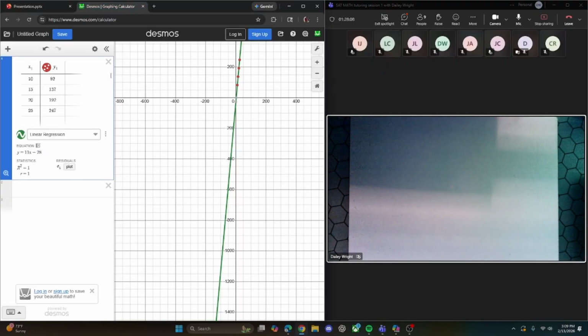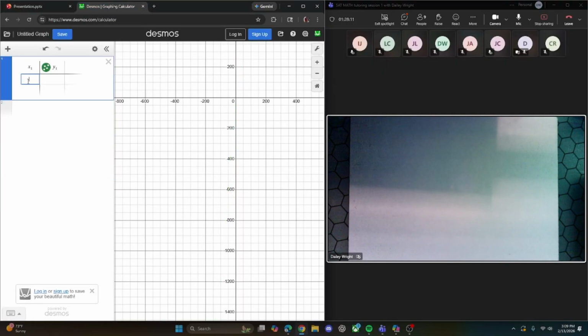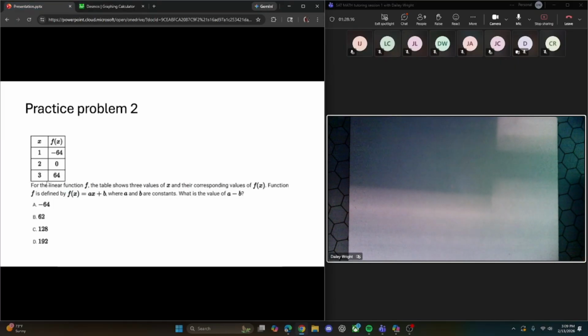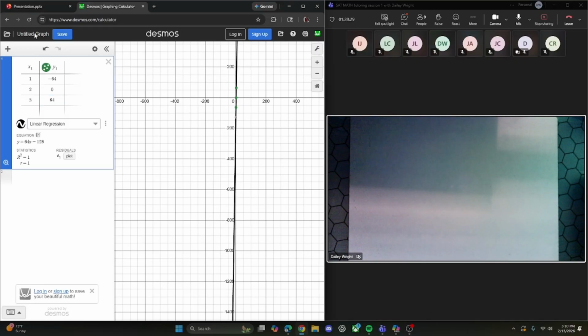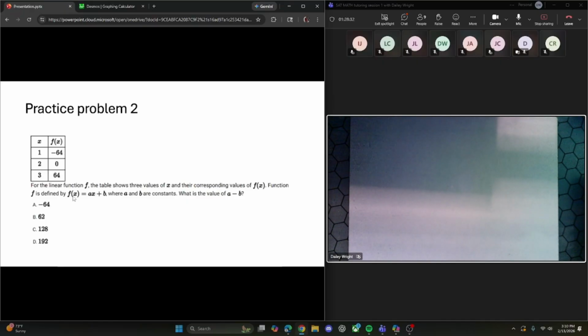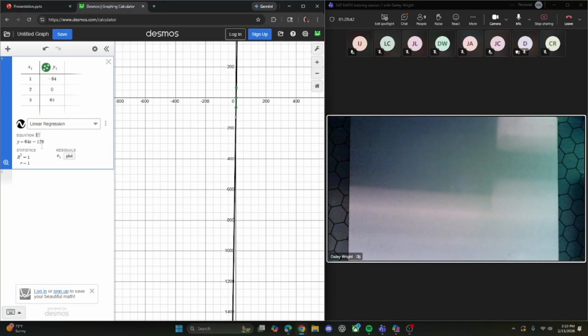So back to this question. Let's go to the table. It's going to be 1, 2, 3. And then y1 is negative 64, 0, 64. So now I'm going to click add regression. It shows f of x equals ax plus b. That's in your linear form. Instead of m, they use a, and they also use b here. So we know it's going to be a linear regression. It gives you the equation y equals 64x minus 128.